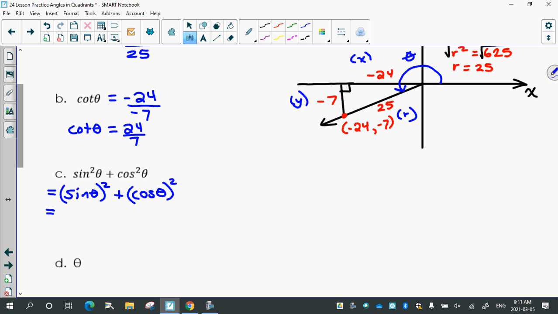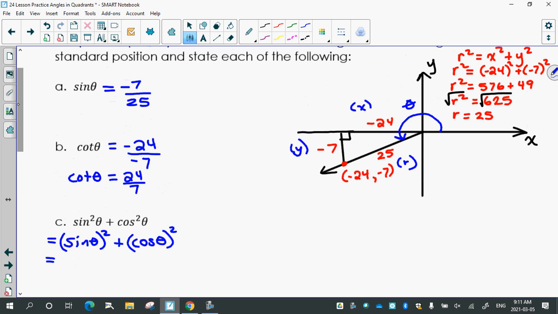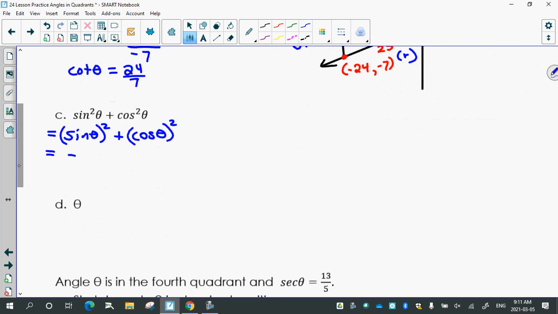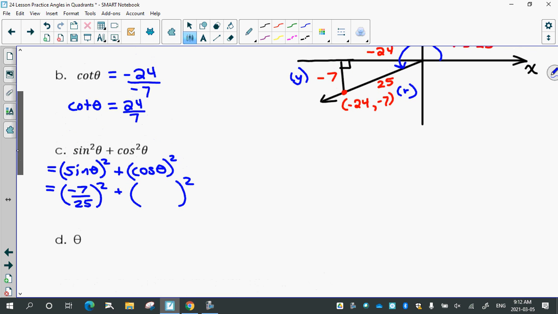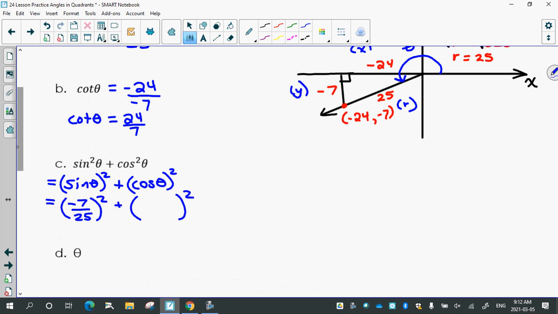So now that we know that, we can look on our diagram to figure out the sine of theta. Actually, we wrote it down up here. It's negative 7 over 25, squared. And from our diagram, what would be the cosine of theta? It's cos, x over r, so it would be negative 24 over 25. Does that make sense? The cos of theta would be x over r, so negative 24 over 25.